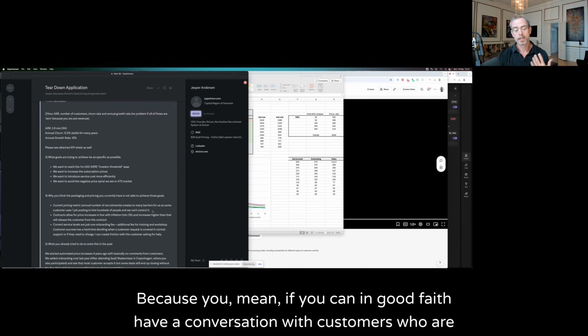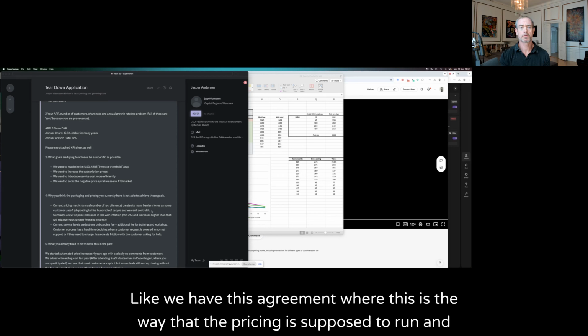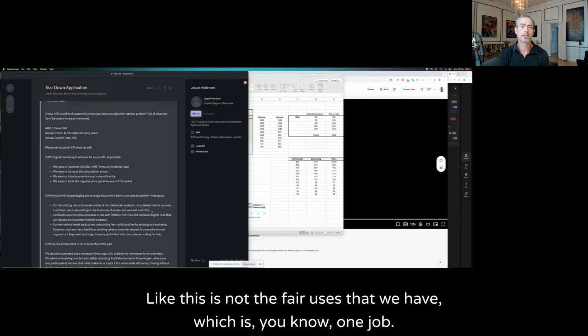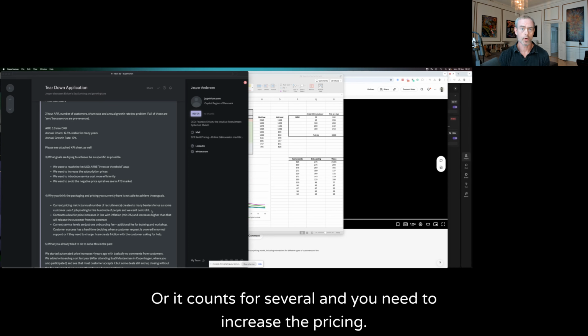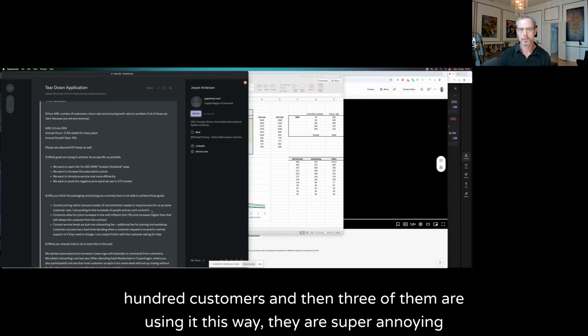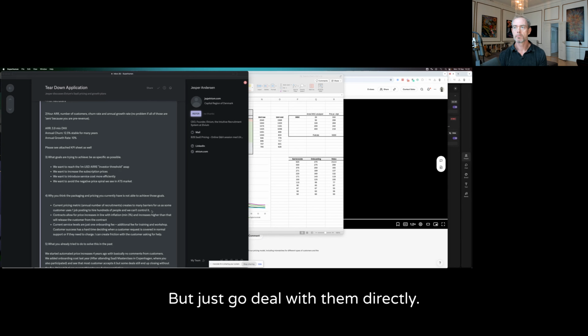Because if you can, in good faith, have a conversation with customers where you say, hey, you're misusing our product. We have this agreement where this is the way the pricing is supposed to run and you're using it this way. That's not okay. This is not the fair use that we have, which is one job per job posting, right? Or it counts for several and you need to increase the pricing. So if it's just edge cases, like if you have 100 customers and 3 of them are using it this way, they are super annoying because you can see how much money you're losing on those. But just go deal with them directly.